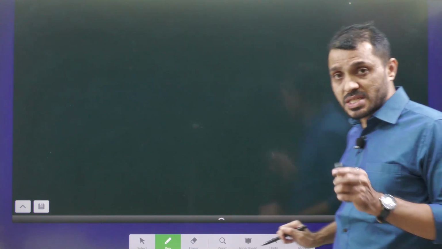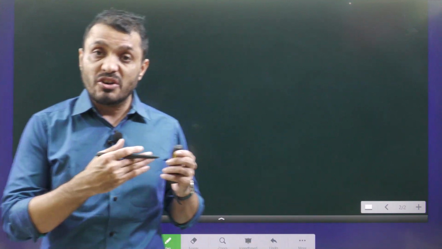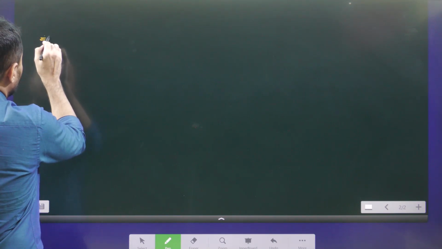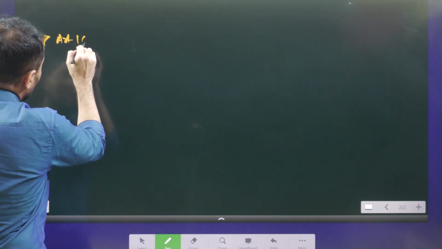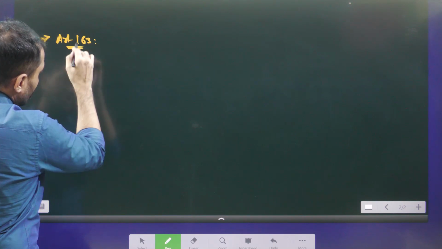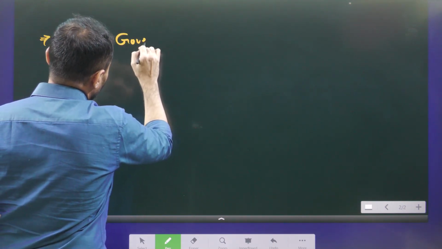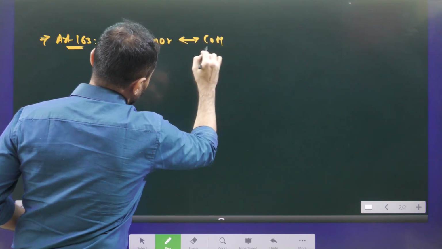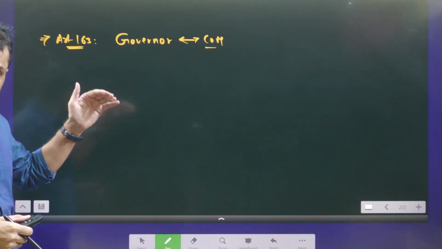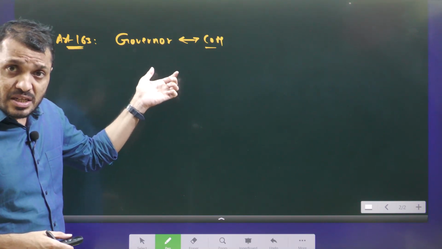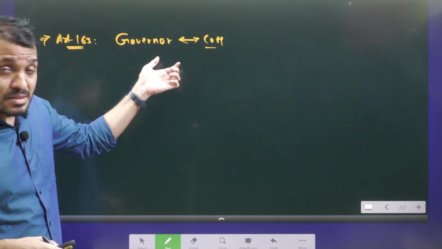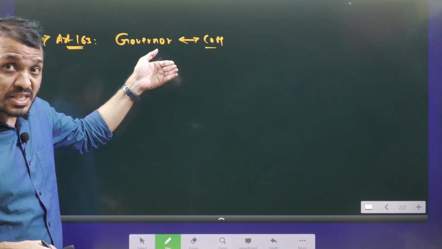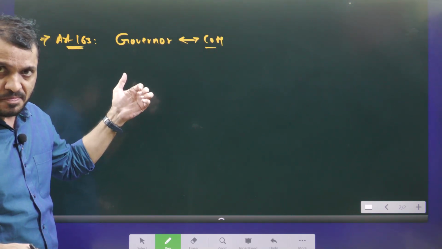These constitutional provisions are, first, the Council of Ministers and governor relation. If you look at Article 163, it gives information regarding the relationship between the governor and the Council of Ministers. This particular provision says that the governor shall act on the aid and advice of the Council of Ministers.